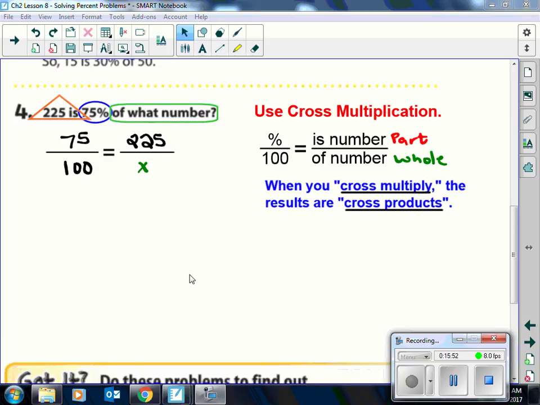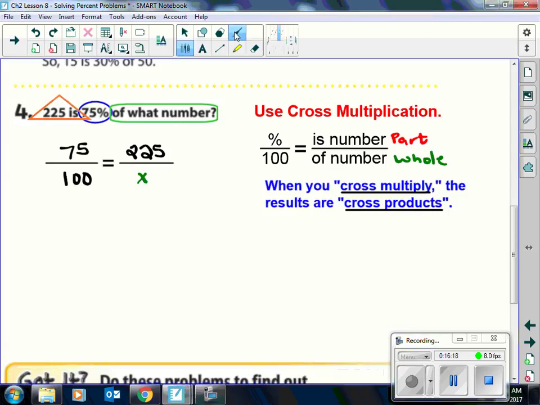Okay. So this is a little bit of intro to algebra. Okay. Now, when you cross multiply, of course, the results are cross products. Because when you multiply, the answer is a product. So when you cross multiply, the results are cross products. So we want to find what our cross products are. So we're going to cross multiply.